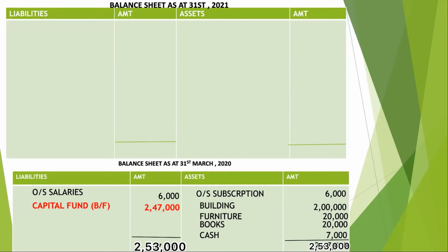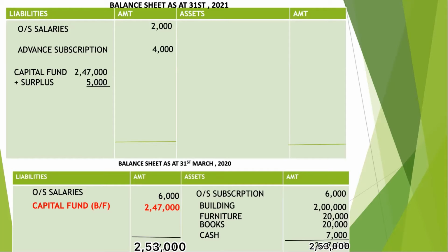Now starting with our closing balance sheet. In the closing balance sheet, we will first write outstanding salaries balance amounting to rupees 2,000. Advance subscription is given in the receipt and payment account: the amount of subscription that we have received in this year for 2021-22, which is 4,000. Then we have capital fund calculated from the opening balance sheet, that is 2,47,000. In this capital fund, we will add surplus amounting to rupees 5,000, equal to 2,52,000. Total of balance sheet is 2,58,000.